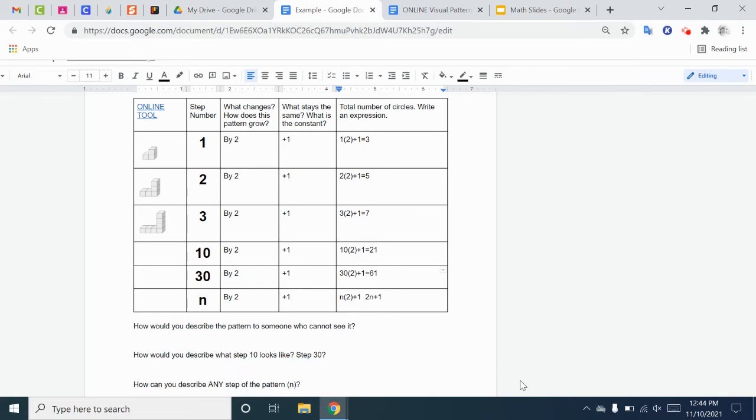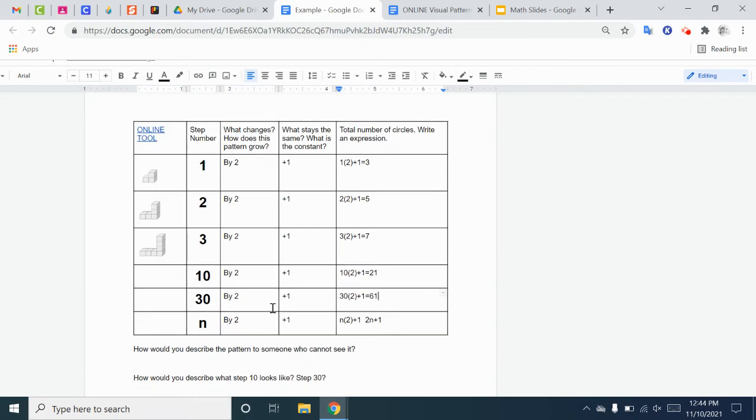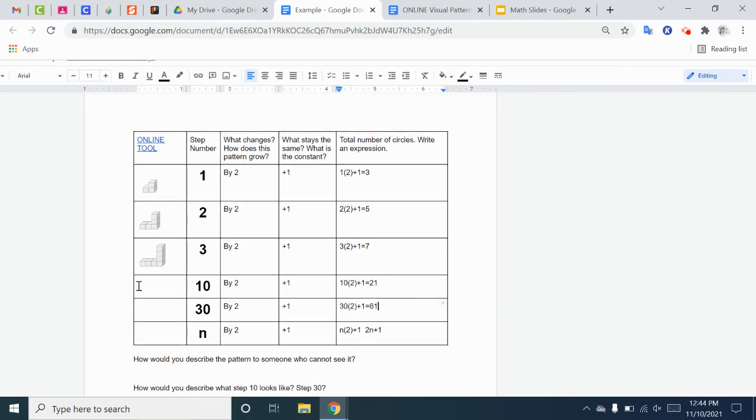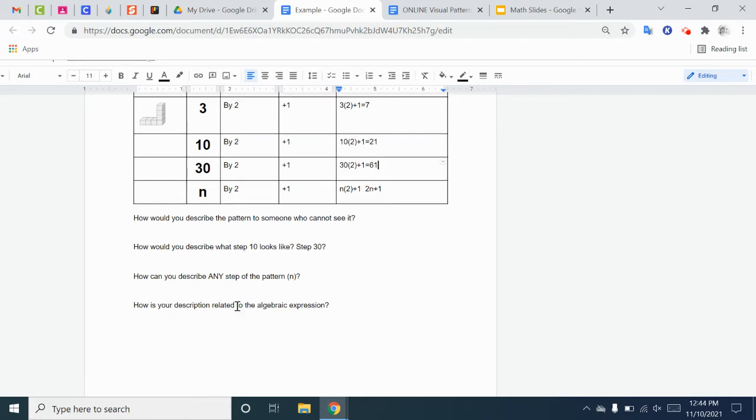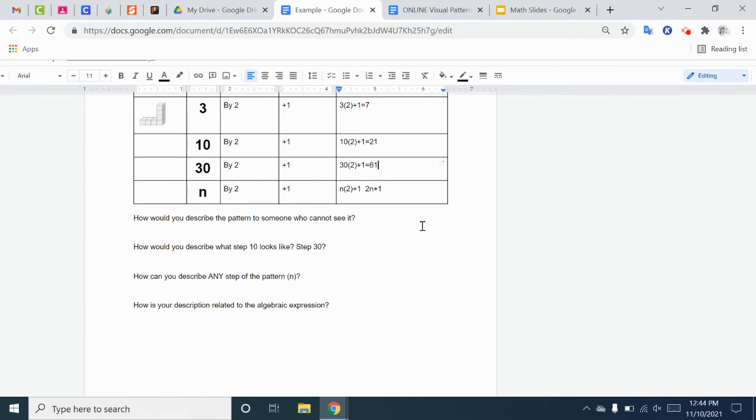So this video is going to talk about how to answer the questions for each of the patterns. I already have the table filled out, and now I'm going to answer the questions. If you need help with the question or with the table, go back and watch the video that says extra help on the table. But this is going to be about how to answer the questions.